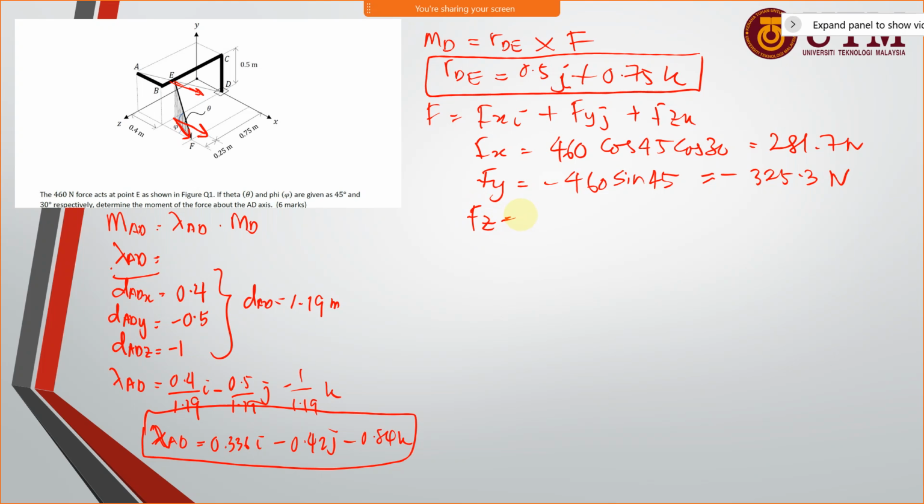And last one, kita ada Fz, which is Fz must be positif or negatif? Positif kan? Dia menghala ke positif Z. So 460 cos 45 sin 30. Sama dengan 162, betul? 162.6 Newton.